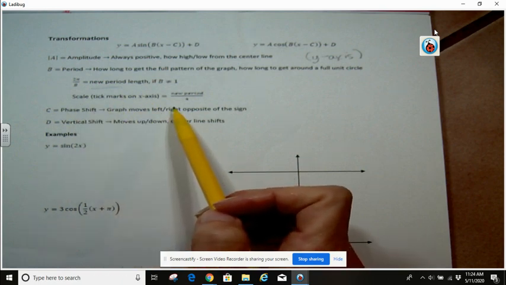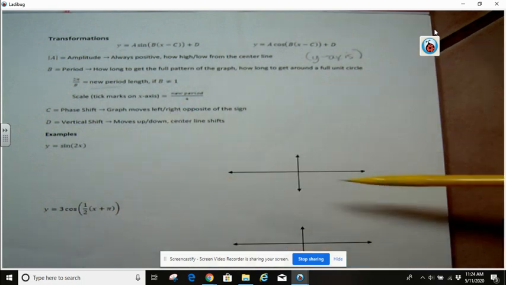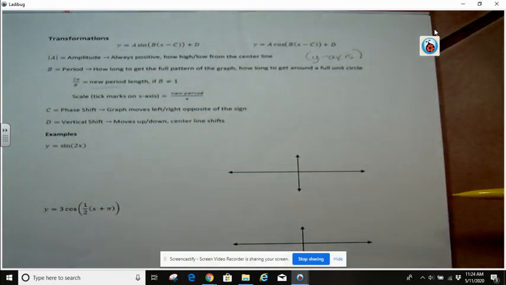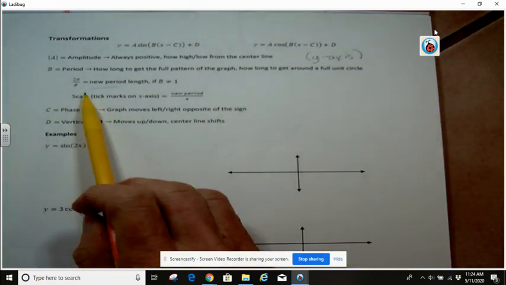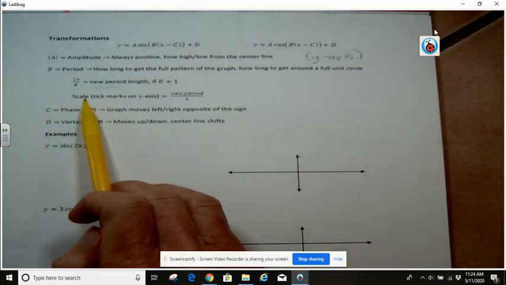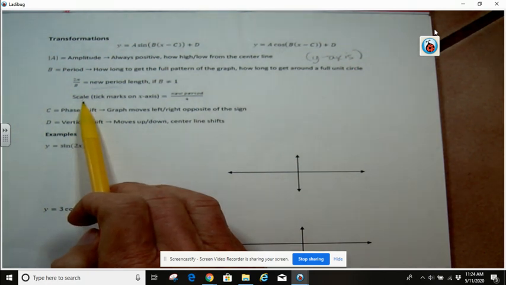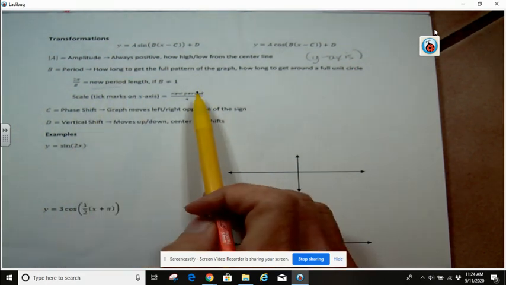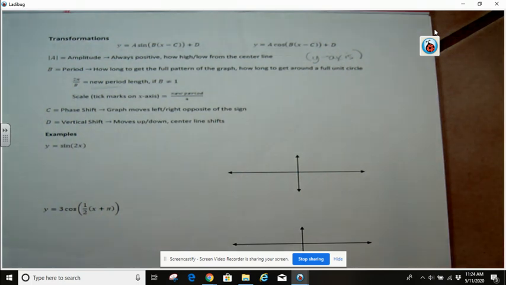So if the period is 2 pi, we always just label our x-axis by the axes of the unit circle: pi over 2, pi, 3 pi over 2, 2 pi. But if there is a different period for a graph, we're going to rescale the x-axis based on this new period by taking the new period and dividing by 4.